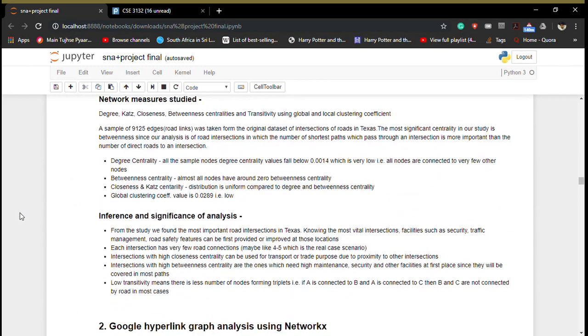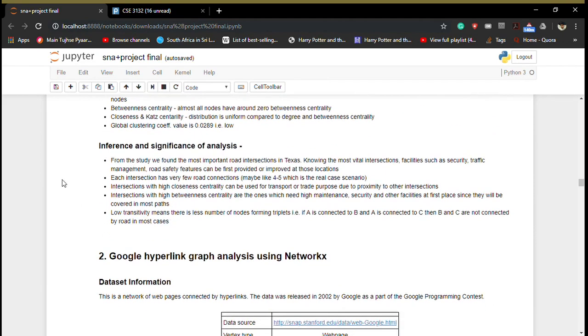So now we have measured degree centrality, betweenness centrality, closeness and CAD centrality, and we found the global clustering value as well, which is very low. Betweenness centrality is very low as well, degree is very low as well, and closeness and CAD centrality are a bit better to observe this dataset.